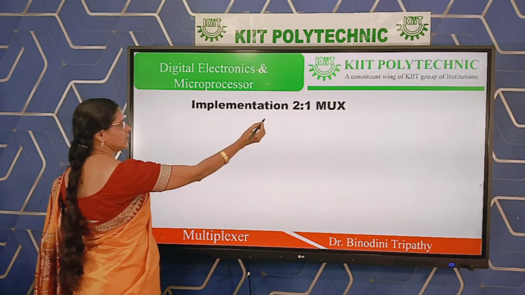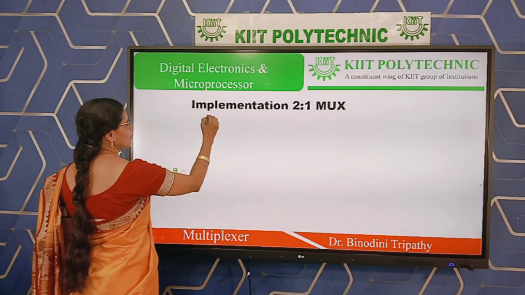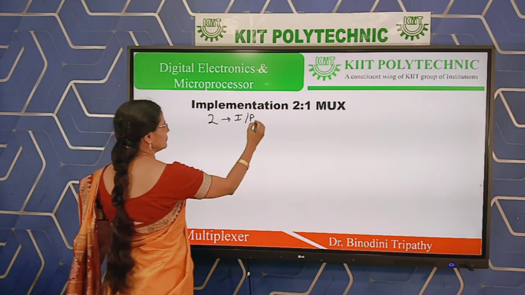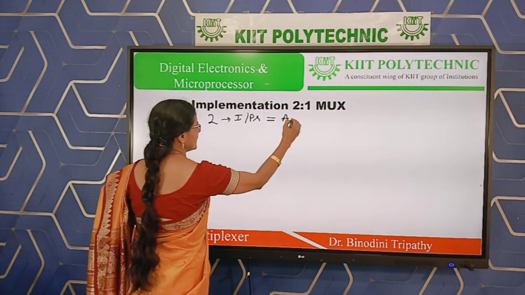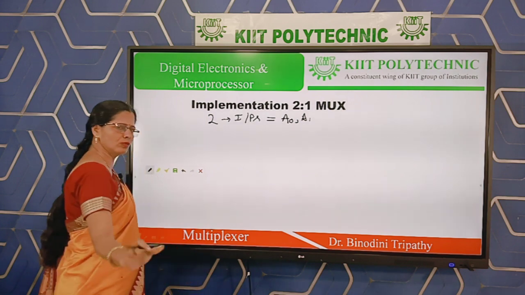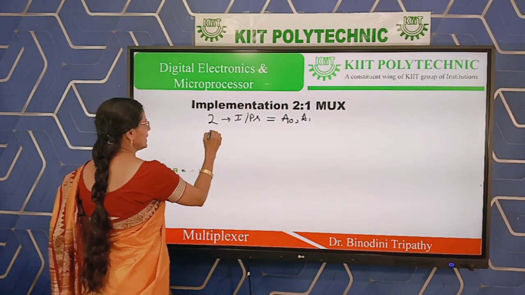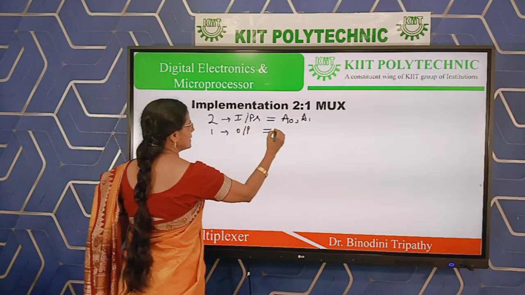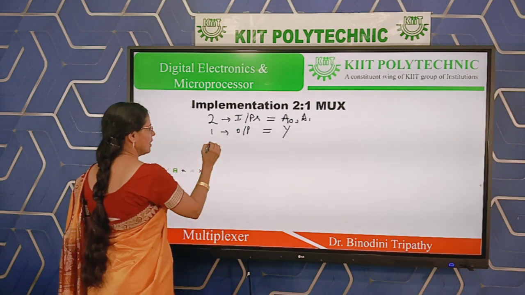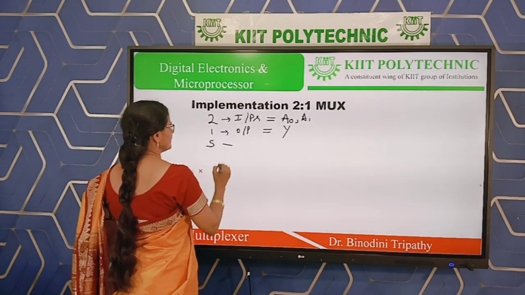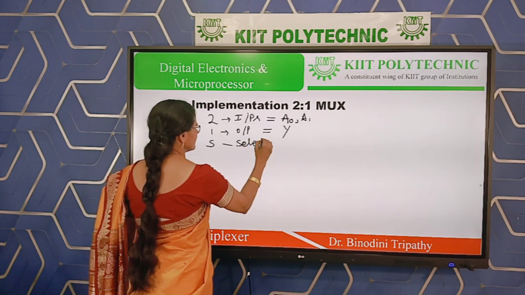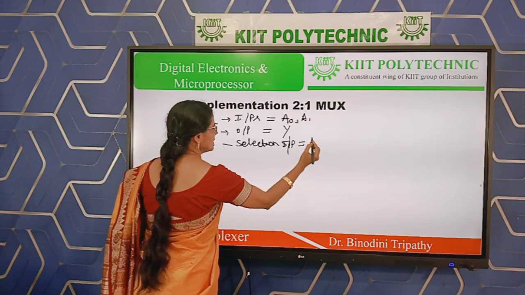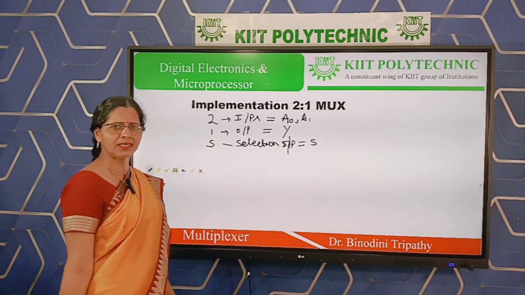Now see from its name how we start the implementation. 2:1, 2 inputs, total number of inputs 2. Let us designate them as A0, A1. You can use your own designation. Then 1 output, is to 1 means 1 output. Let us designate it as Y. Then how many selection inputs? Single. Selection input, let it be designated as S. Single means you can designate it directly as S.